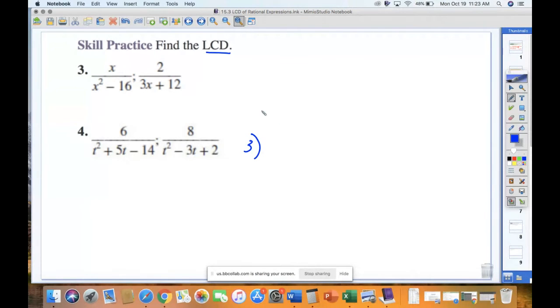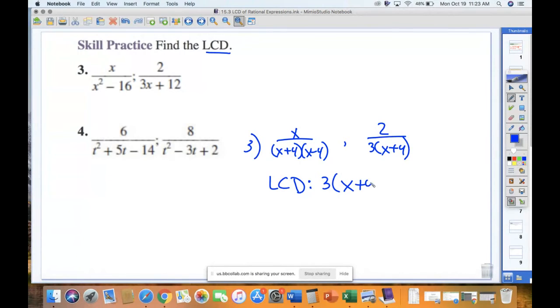All right, let's take a look. X over x squared minus 16. This is that difference of squares. I notice 16 is a perfect square. X squared is a perfect square. So it factors to x plus 4 times x minus 4. 3x plus 12, I can take a 3 out of both. So I get 3 times x plus 4. So now I inspect for my least common denominator. I've got 3 as a factor. And x plus 4 times x minus 4, these are all to the first power. So I'm done. 3 parentheses, x plus 4, x minus 4.